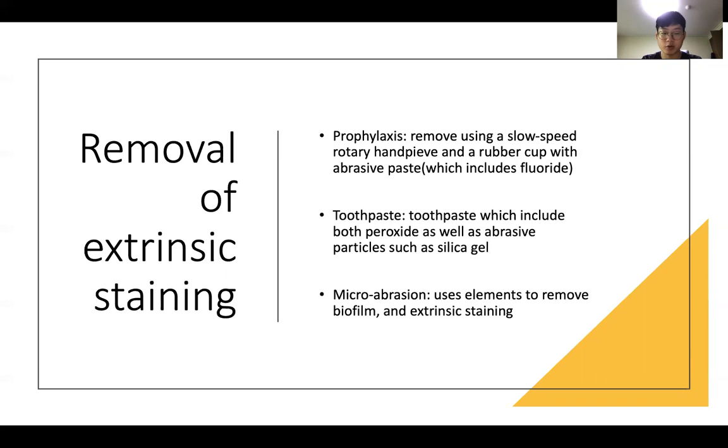The second way to remove extrinsic staining is through toothpaste. Toothpaste, which includes both peroxide as well as abrasive particles such as silica gel, can rid extrinsic staining, and it could be done at home too. The third way to remove extrinsic staining is through microabrasion. Microabrasion allows the dental professional to make use of an instrument which emits a powder, water, and compressed air to remove biofilm and extrinsic staining, and it can only be done in the office.